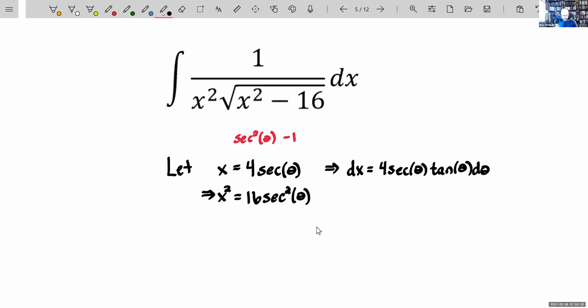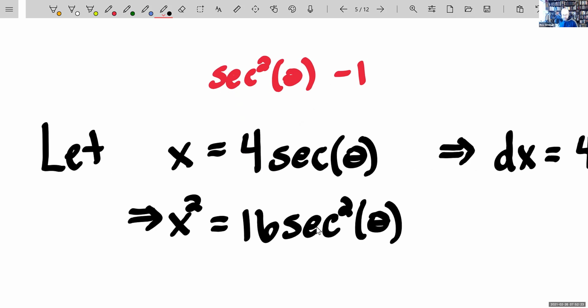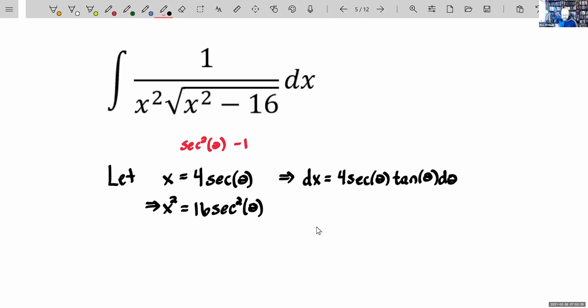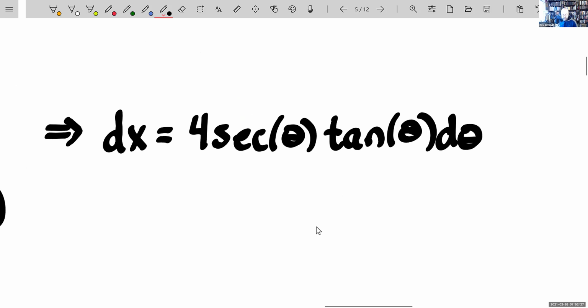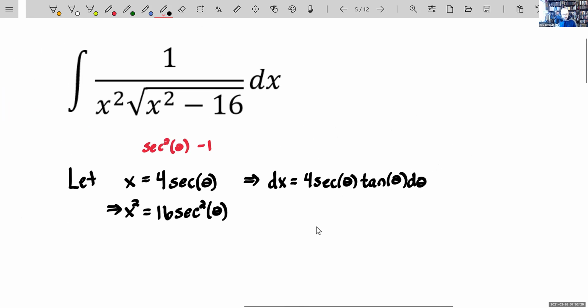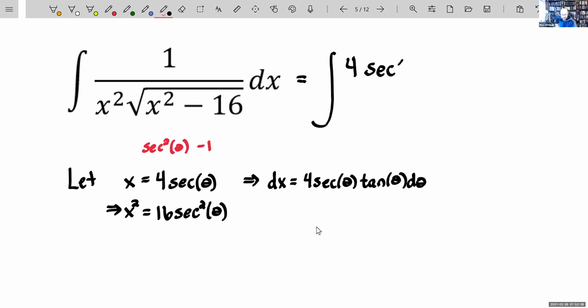All right, so if I make that substitution, that x is equal to 4 secant of theta, therefore dx is equal to 4 secant tangent d theta, then I will take this original integral and trade out dx for a 4 secant of theta tangent of theta d theta. You do get a lot of trig functions when you use this. However, it cleans up beautifully.